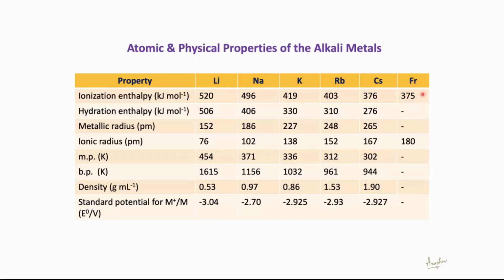Whenever it is loosely bound, less energy will be required to pull it out. But when the electron is tightly bound to the nucleus, we will require a greater amount of energy to pull out the valence electron. That's why the ionization enthalpy of lithium is the highest, and in case of francium, it will be the lowest. So this is how we can explain why in case of lithium the ionization enthalpy is the highest, and why in case of francium it is the lowest.